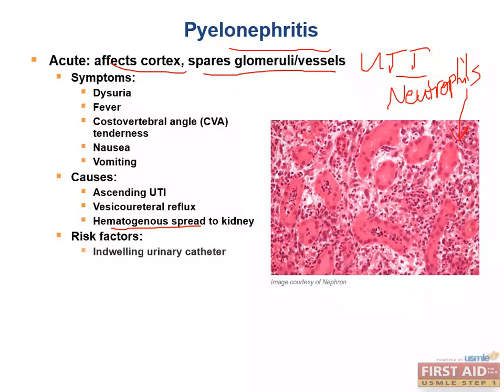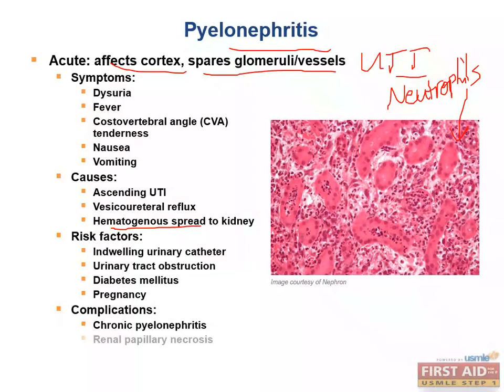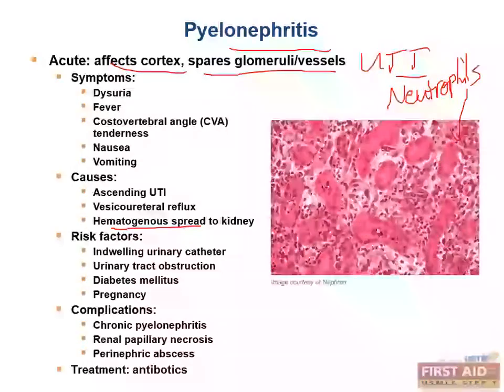Risk factors include indwelling urinary catheters, urinary tract obstruction, because less urine flow makes it easier for bacteria to move up the ureters because they're not being washed away with urine. Diabetes mellitus, they have a weaker immune system and more prone to infection. And pregnancy. Complications include chronic pyelonephritis, renal papillary necrosis, and perinephric abscesses. Treatment is obviously antibiotics to cure the infection.